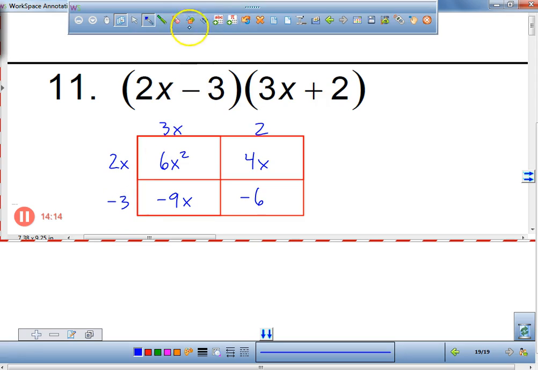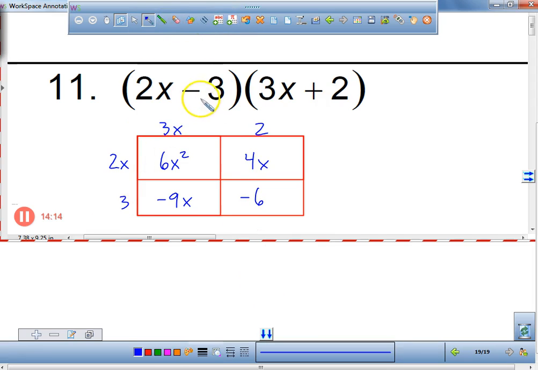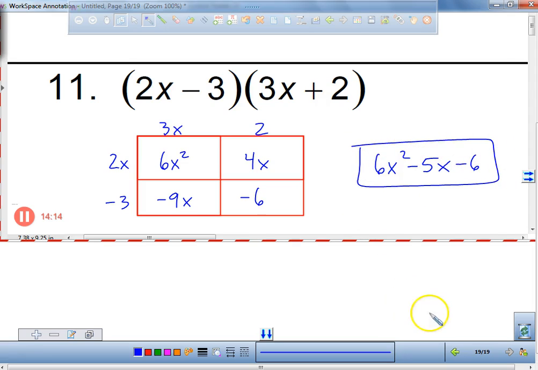They might, if they're doing the FOIL method, forget to multiply a negative, but if they set it up this way, you see that -3, and you want to make sure you put that -3 in. They still might mess it up, but this right here is probably a more organized way. So we have -9x plus 4x, which gets us to -5x, good. And then we just put -6 at the end, so that's your final answer.